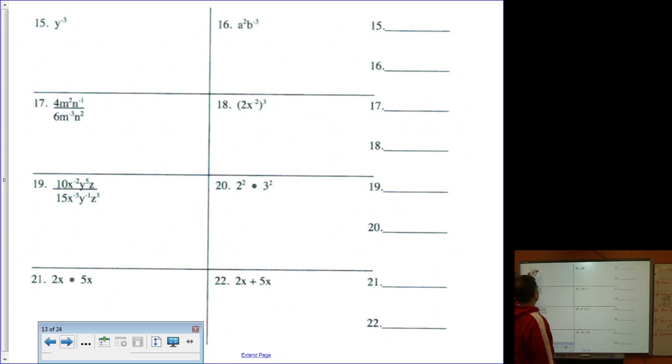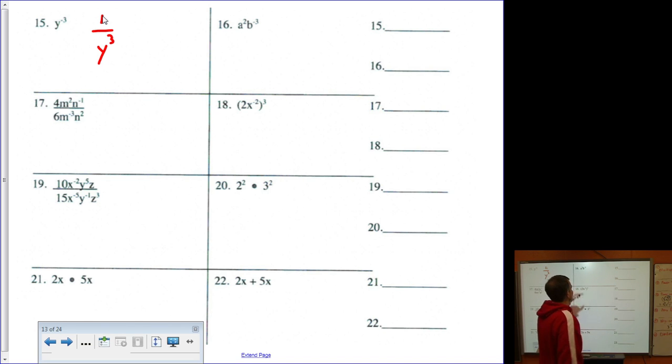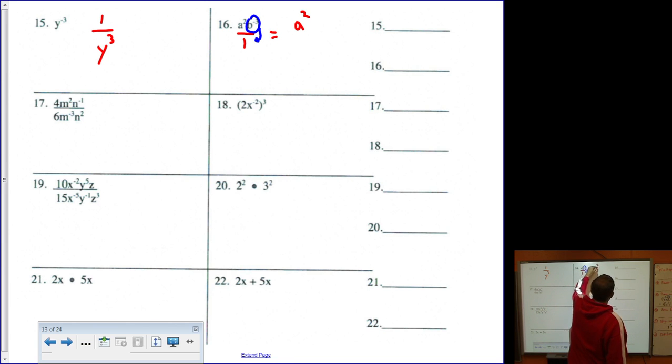I need to take the reciprocal of y, which would be 1 over y, and that turns the exponent positive. Number 16, if you think about this thing as a fraction by putting it over 1, you now need to take the reciprocal of the thing that had a negative exponent on it. That's the b. So that means the b drops down to the bottom when you take its reciprocal, but the a stays on top, and you'd have a squared over b to the third.